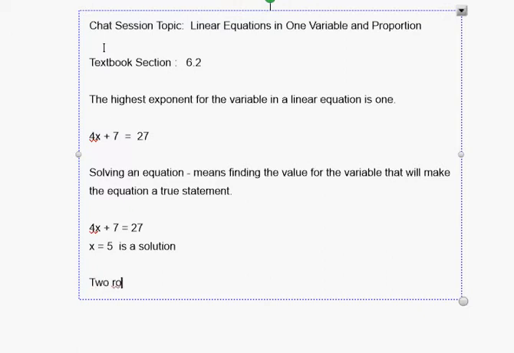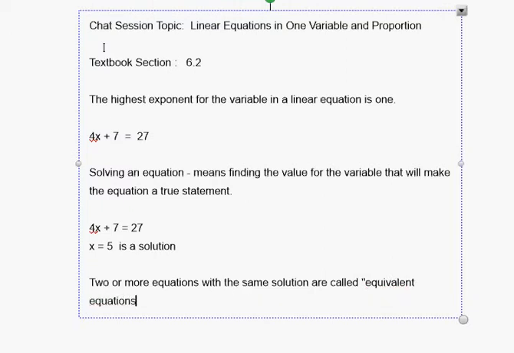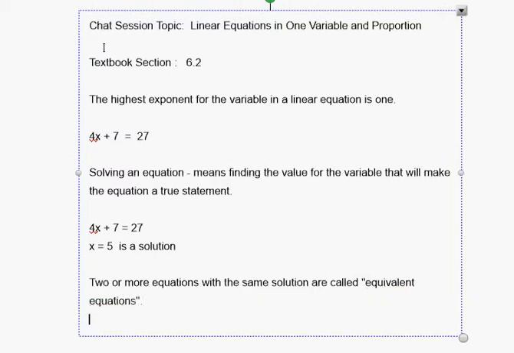Now, 2 or more equations with the same solution are called equivalent equations. They are not saying that they are the same equation. You're just saying they have the same solution. Now, let's move on and talk about the addition property of equality.